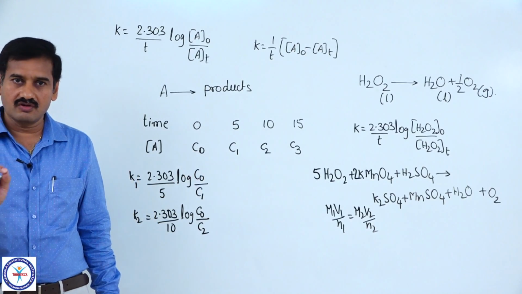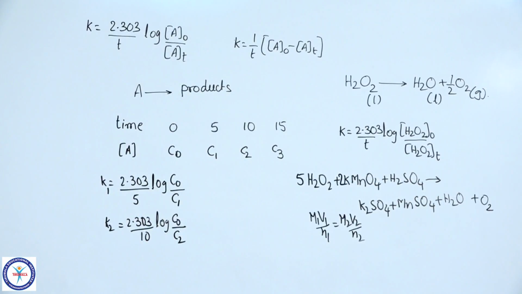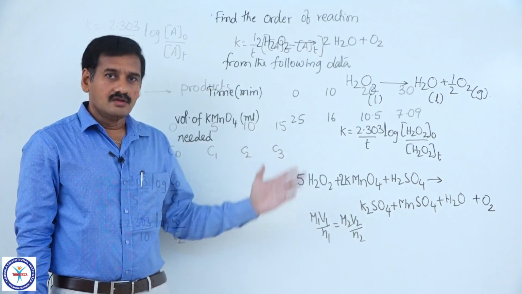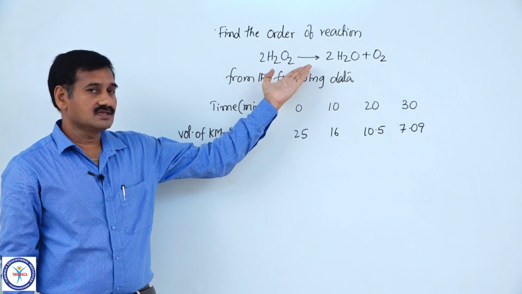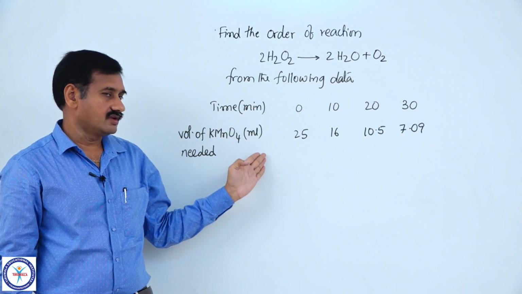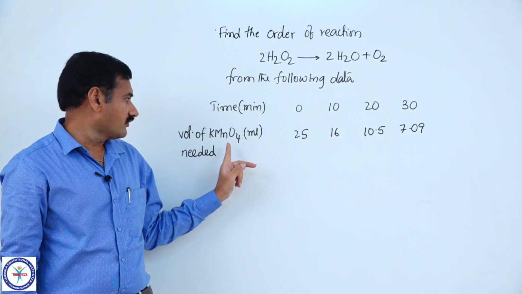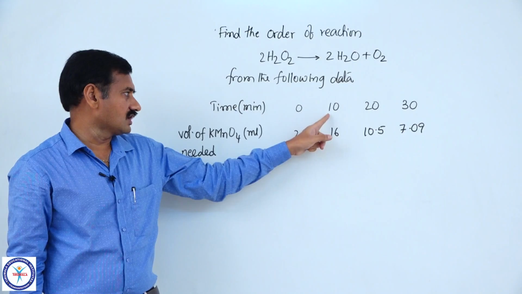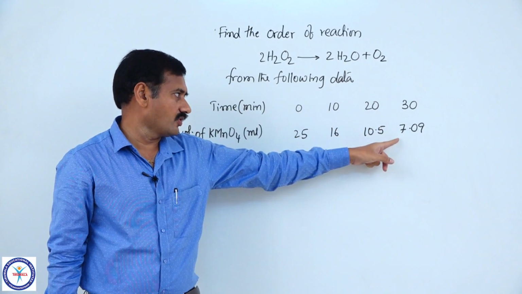Now I will give you a question based on this. Take that question. So this is the question. Find the order of the reaction, that is, the dissociation of hydrogen peroxide, from the data given. At time 0 minute, the volume of KMnO4 required is 25 ml; at t equal to 10 minutes, 16 ml; at 20 minutes, 10.5 ml; at 30 minutes, 7.09 ml.